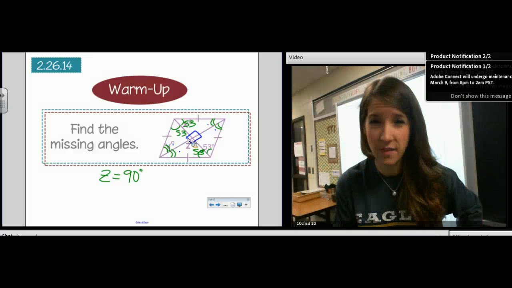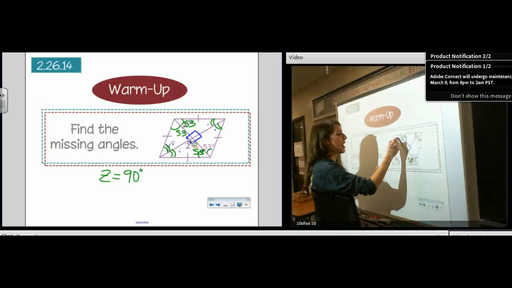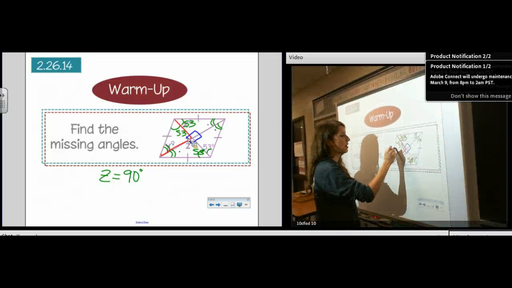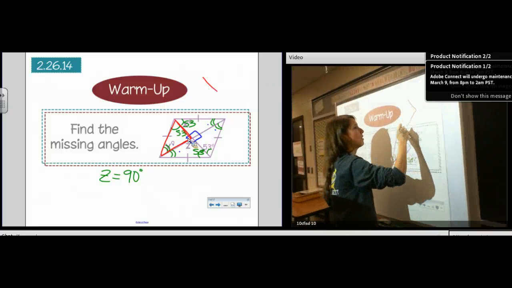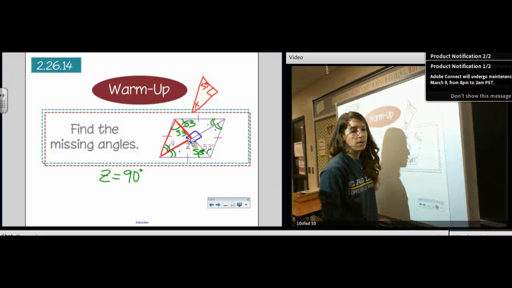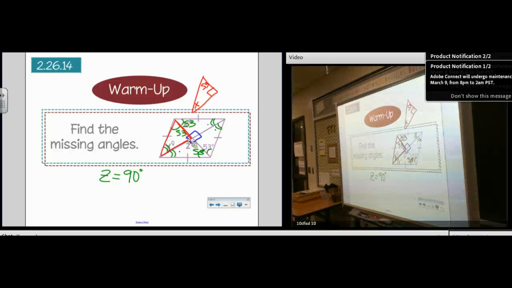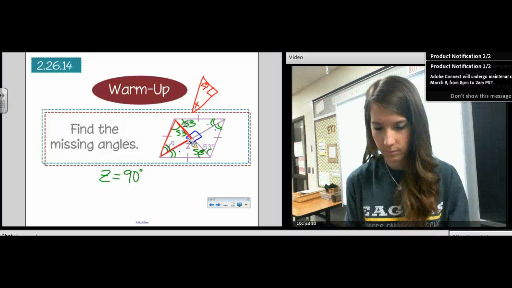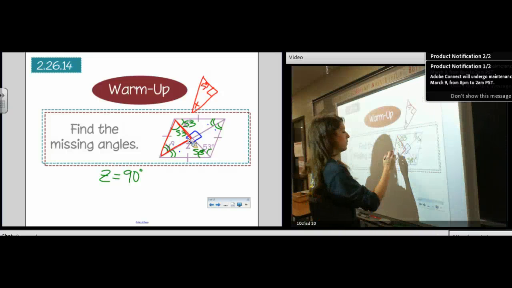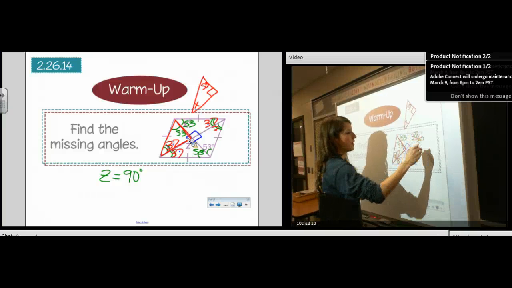You can say consecutive angles or supplementary. You can go at it that way. Or you can look at it with this right triangle right here. In that right triangle, you've got 90, you've got 53, and you've got missing. So that's really easy to find the missing angle that way if you want to do it that way. 37. Yep. So 37, 37, 37, 37.